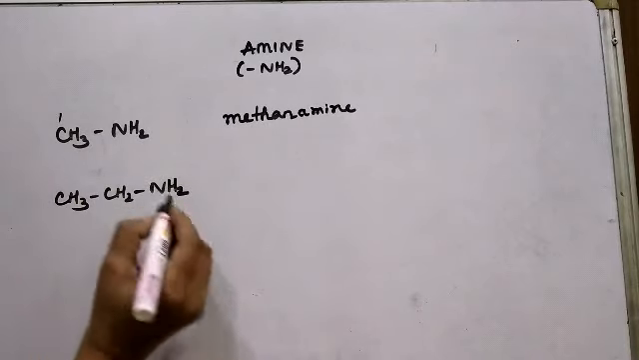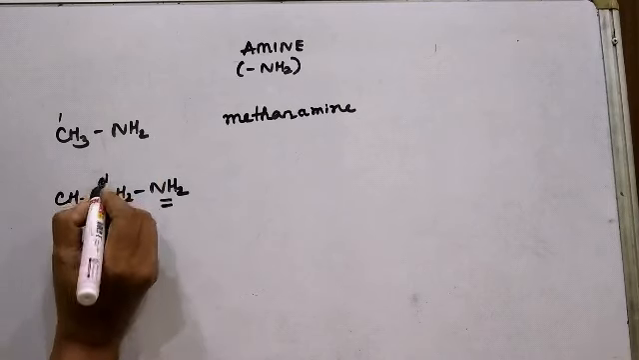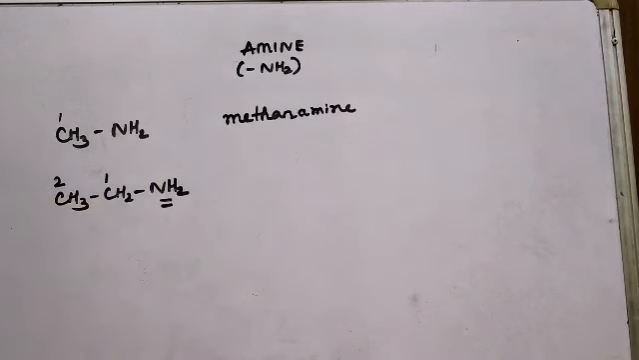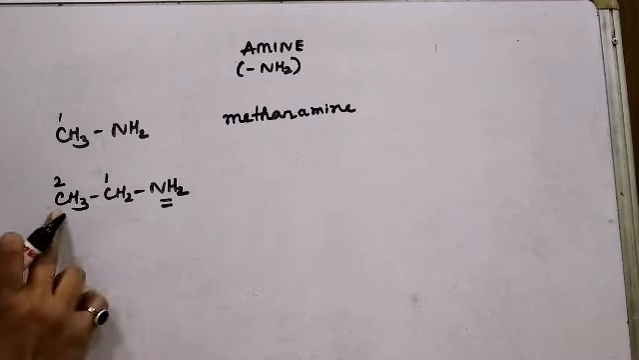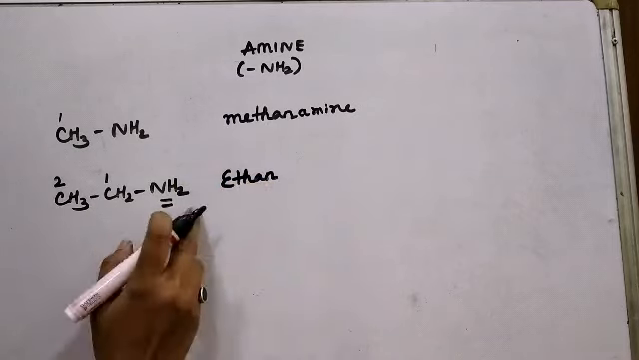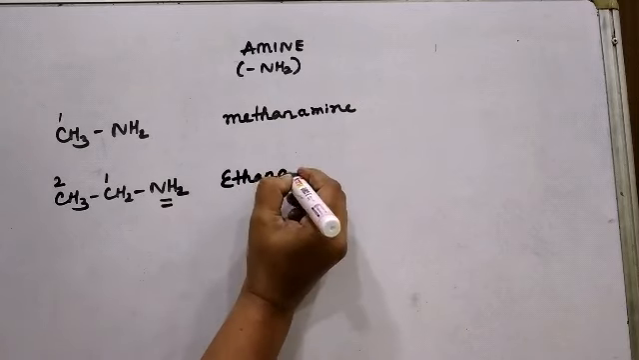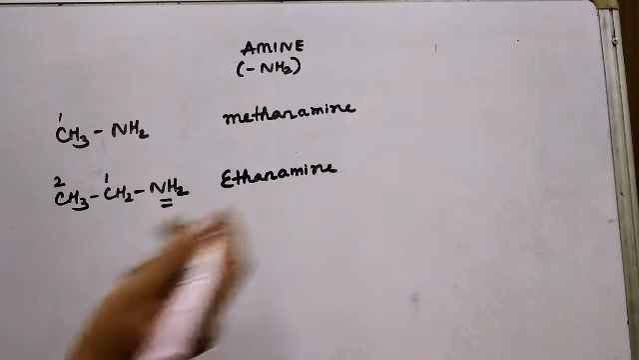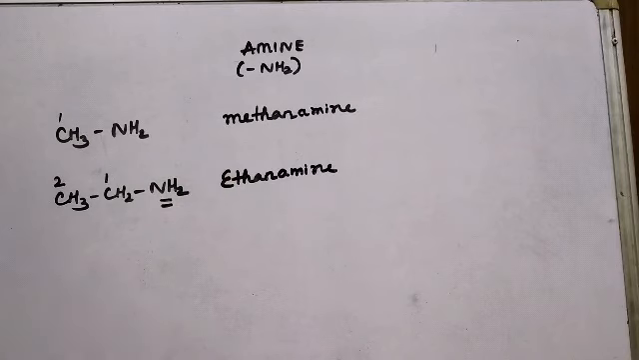Similarly the next one. This is the amine group NH2. Assign the lowest number to the functional group which is the amine. There are 2 carbon atoms. Therefore the root word will be ethan. And NH2 is an amine group. So our suffix will be amine. So ethanamine will be the name of this organic compound.